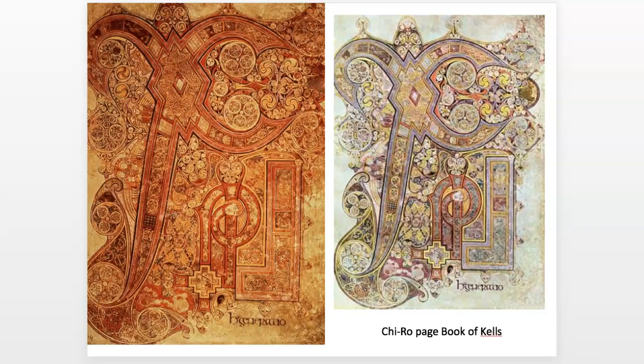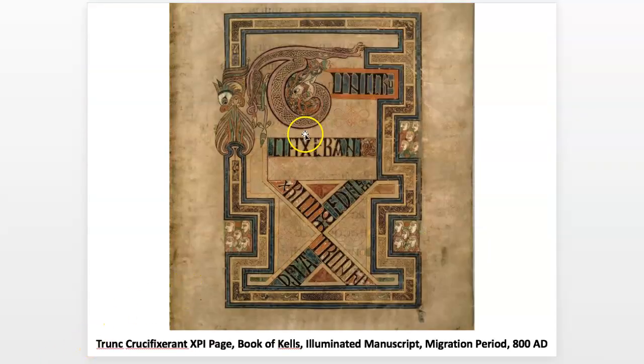So it's interesting how things sort of are interlaced and coming out, and you have animals mixed with this geometry, all coming together in really, really beautiful patterns and color. It's called the Tunc crucifixerant. You can see this is the T, and the name of it is coming from here, crucifixerant.